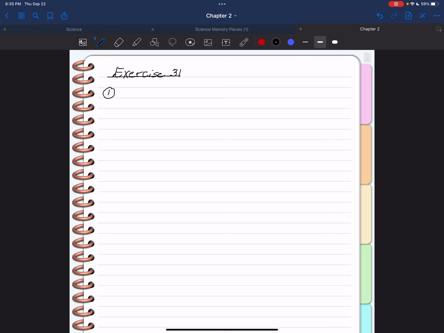A floor is to be painted with 5 concentric rings. The colors to be used are red, yellow, green, blue, and orange. How many different patterns could be created? So first of all, let me explain the concept of concentric.